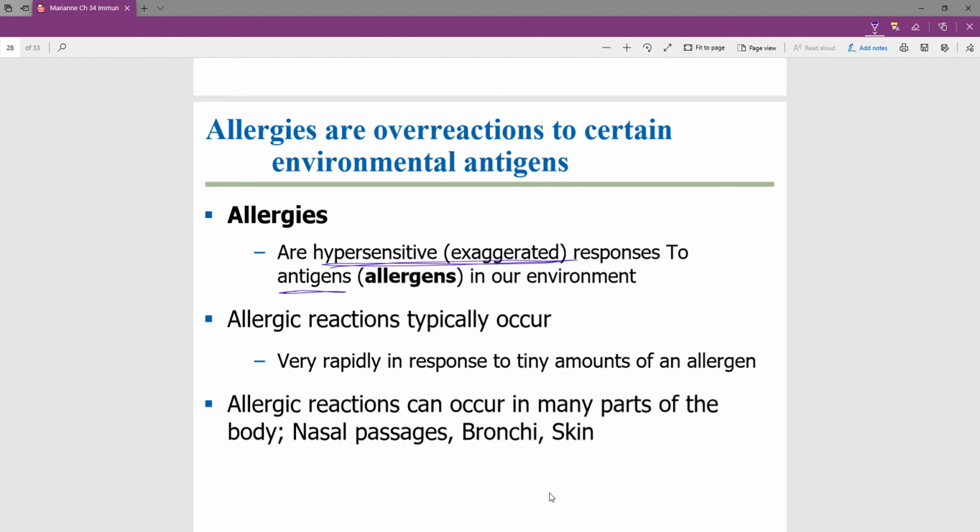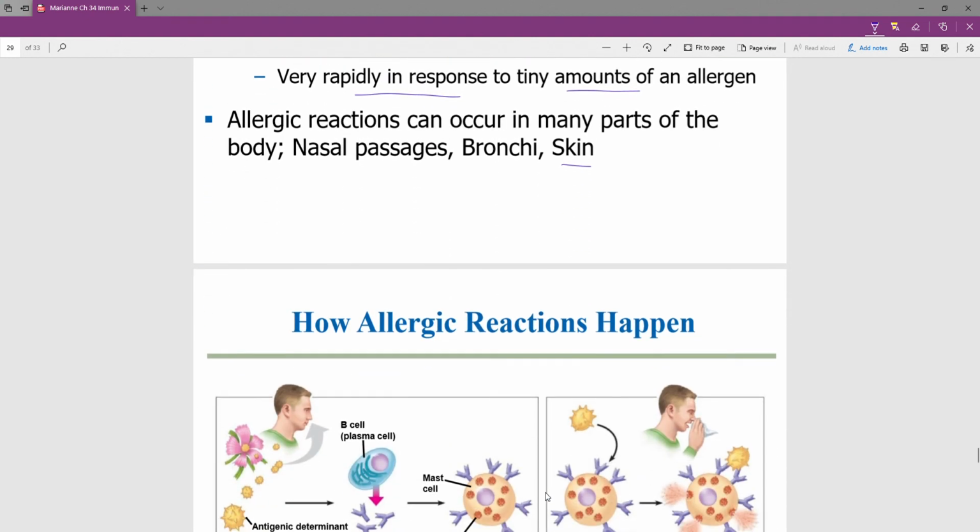It's usually a pretty quick response, and it doesn't have to be a large amount of that allergen for you to have an allergic reaction. We typically know what allergic reactions look like because they are so common. So it could be parts of your respiratory system or digestive system. It could be your skin. Basically, any of those components I think we've all seen either in ourselves or in people that we're close to.